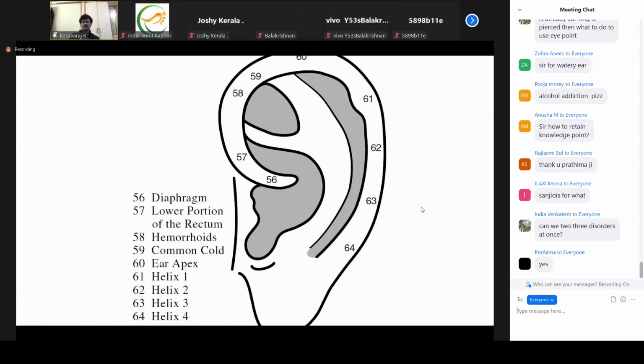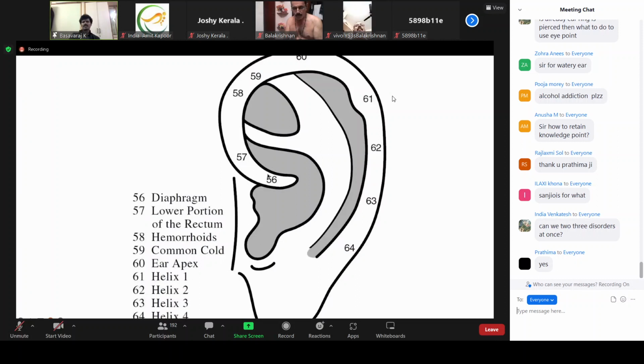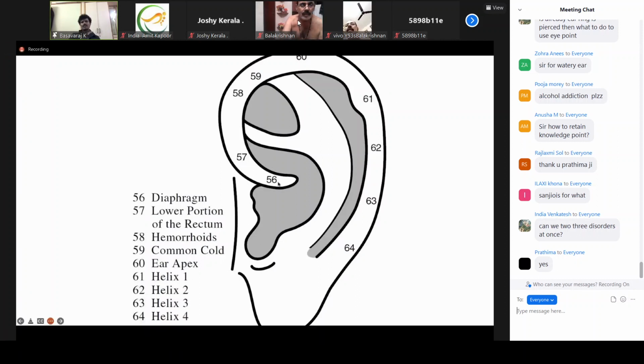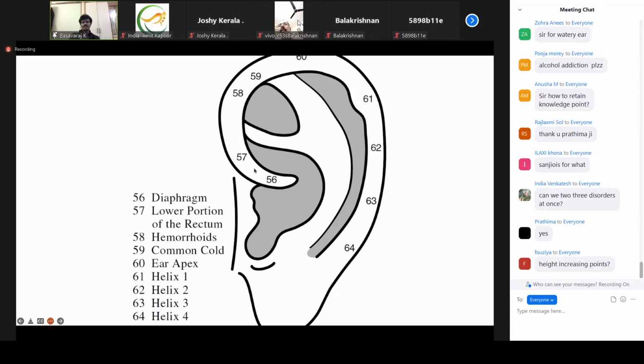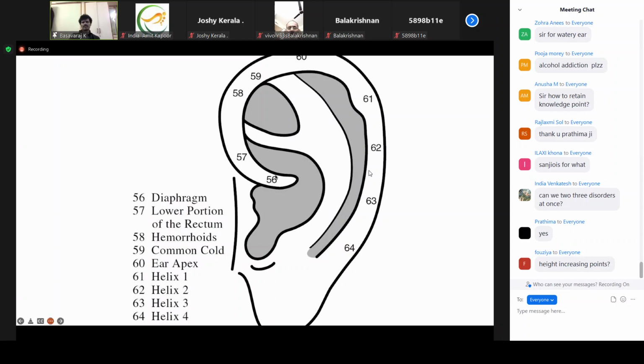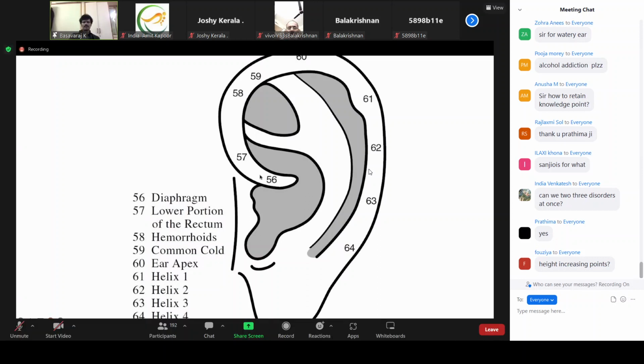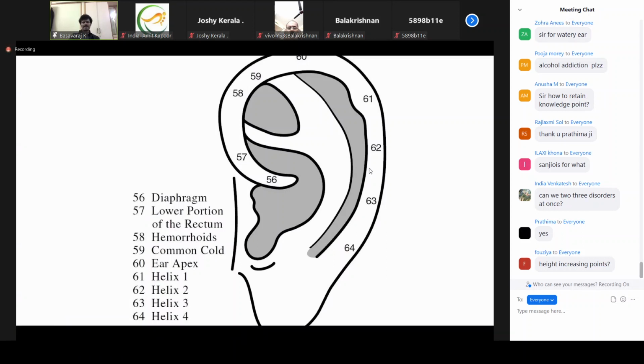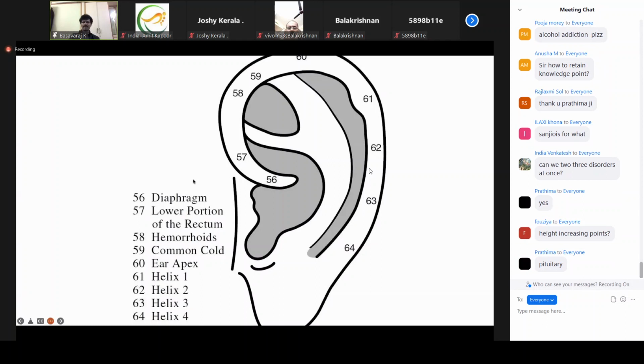hemorrhoids, and 59 which we are using for allergic cold and all, and 57 and 58, it is the lower portion of the rectum, which we are using for sexual disorders and libido, to increase libido, to reduce libido and to increase sexual attraction. We are doing 56 and 58.